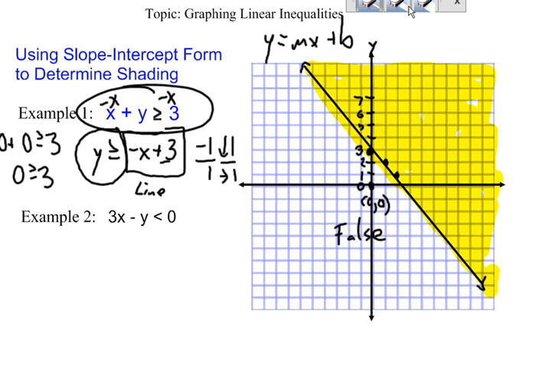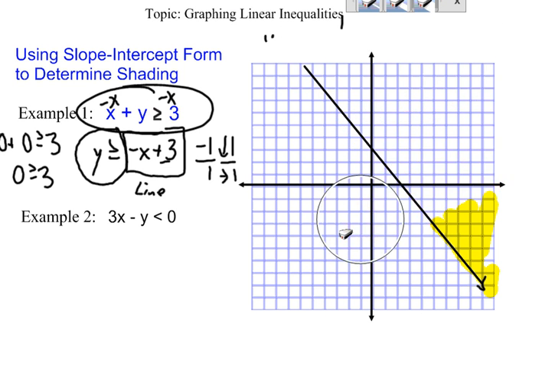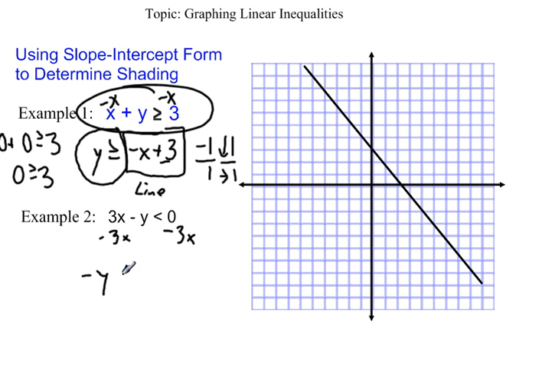Let's look at example number 2. Let's get rid of all this. Example 2, if I put that into slope-intercept form, first thing I want to do is move my 3x off the left side onto the right side. So if negative y is less than negative 3x, I don't want negative y, so let me divide both sides by negative 1. If you remember right, that is what has to happen. Don't forget that or you'll shade the wrong side using this technique. Y is greater than 3x.